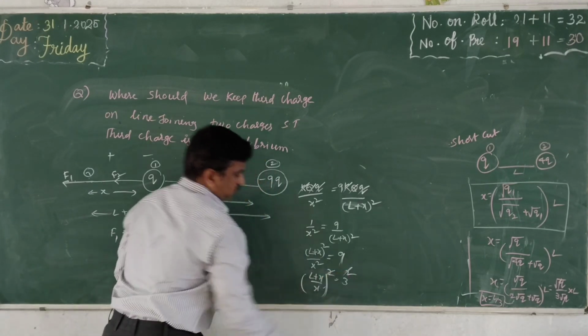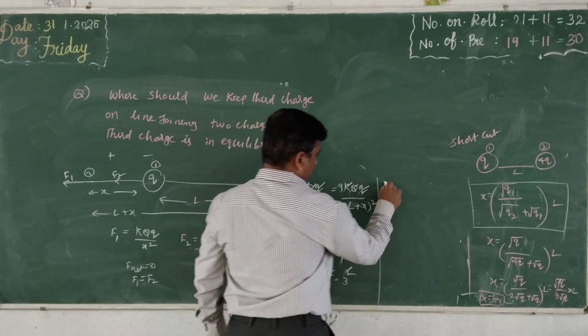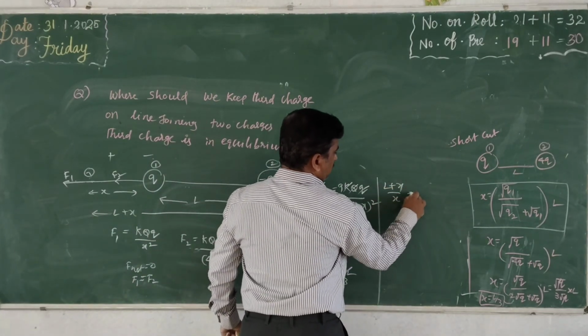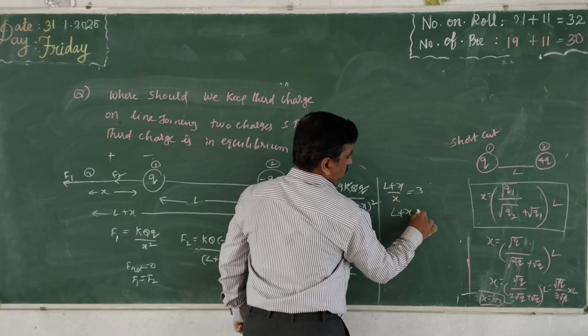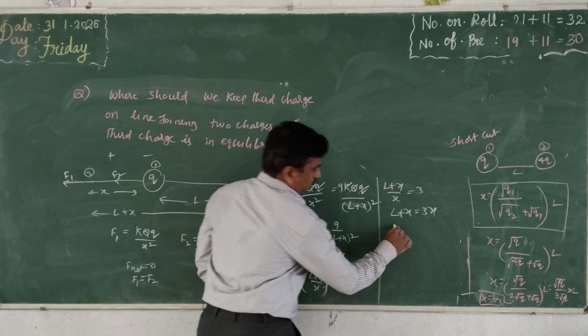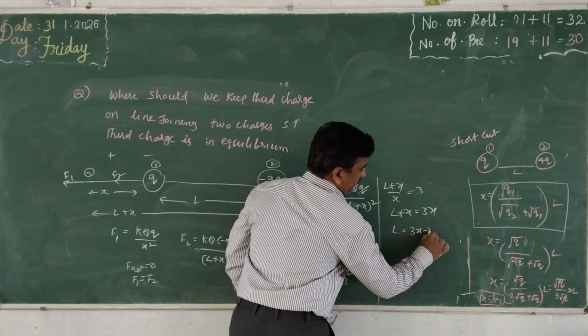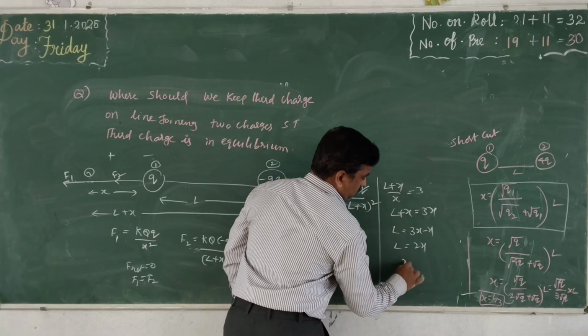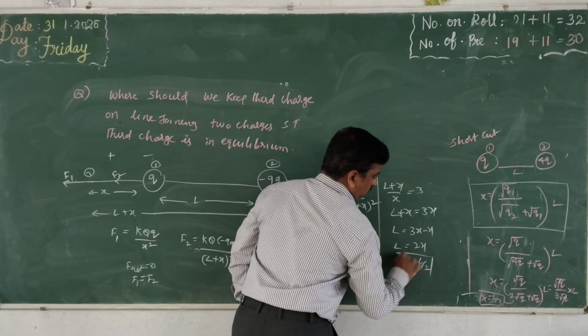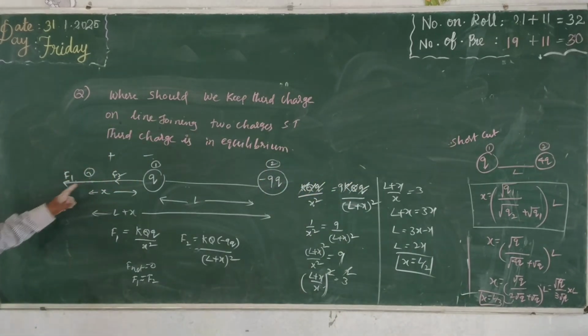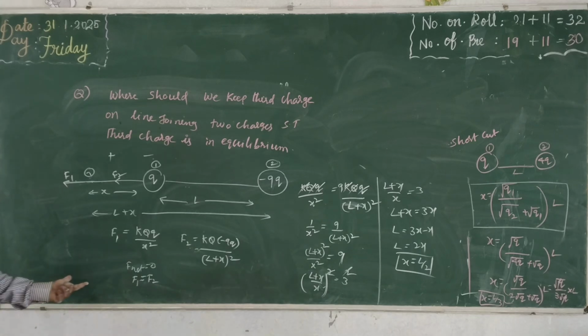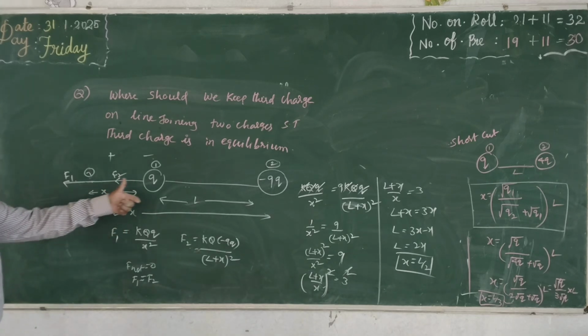We can cancel the square. What we get now? (L plus x) by x equals 3. L plus x equals 3x. So L equals 3x minus x, that is L equals 2x, x equals L by 2. At what distance is the third charge in equilibrium? L by 2 distance outside the smaller charge.